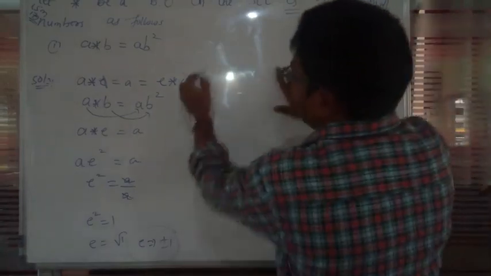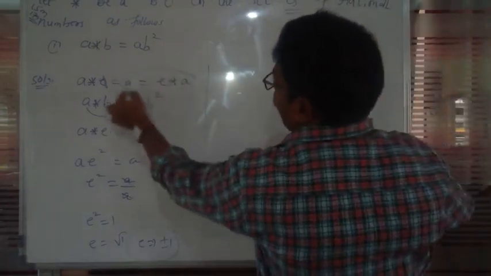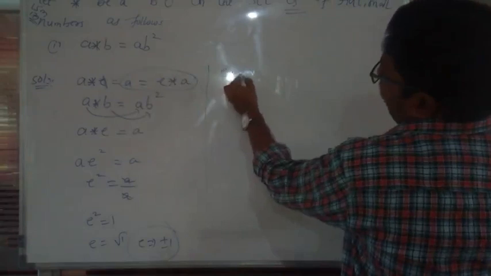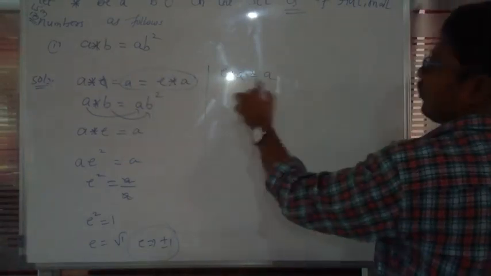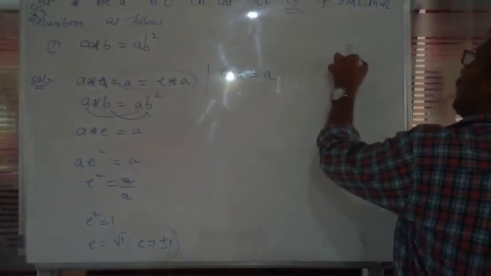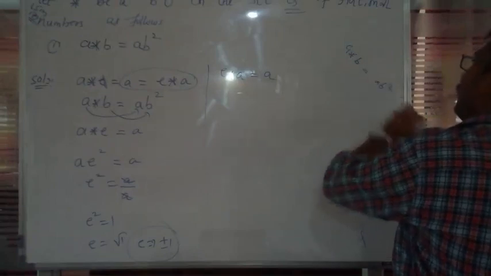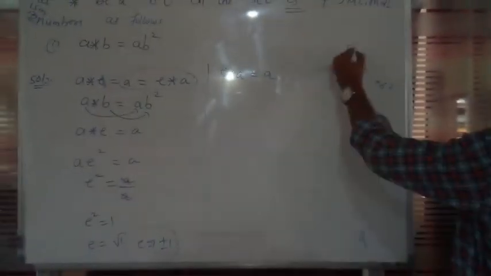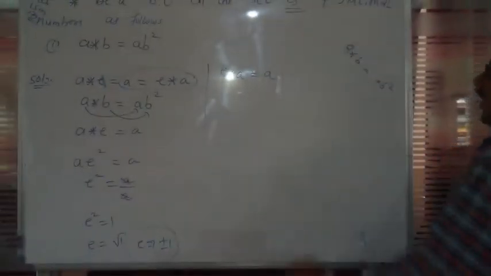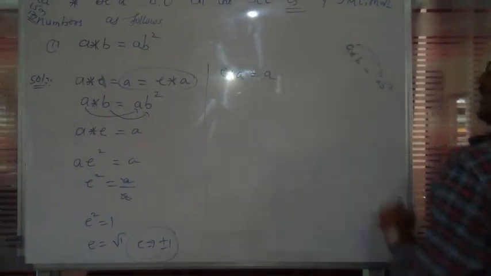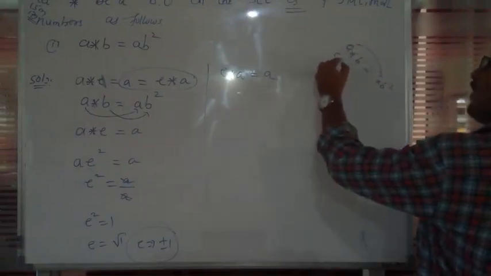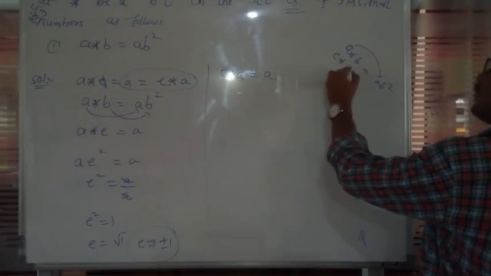Now let us check another one. A star E is equal to A, E star A is equal to A. So first we should write the given function, A star B is equal to AB square. So here in the placement of A, keep E, and in the placement of B I should keep A.